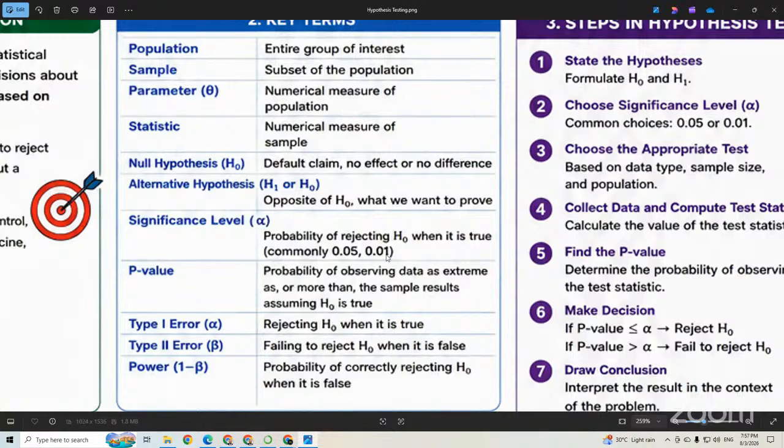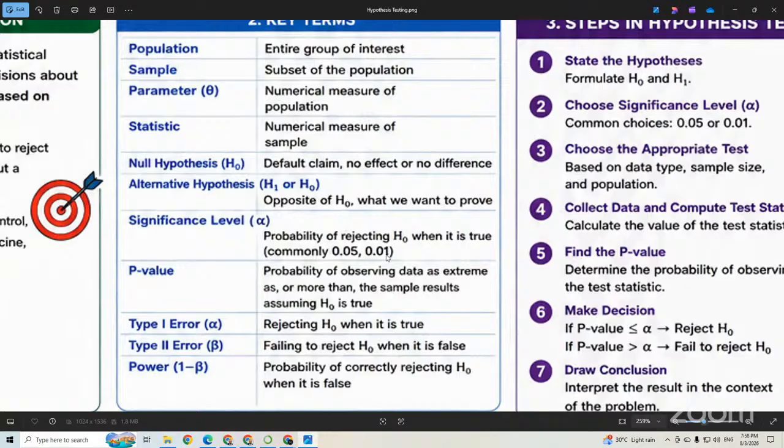Type 1 error, which we denote by alpha, is rejecting H0 when it is true. We assume that it is true, but we reject H0. And type 2 error, which we denote by beta, is failing to reject H0 when it is false. So these are the two types of errors.